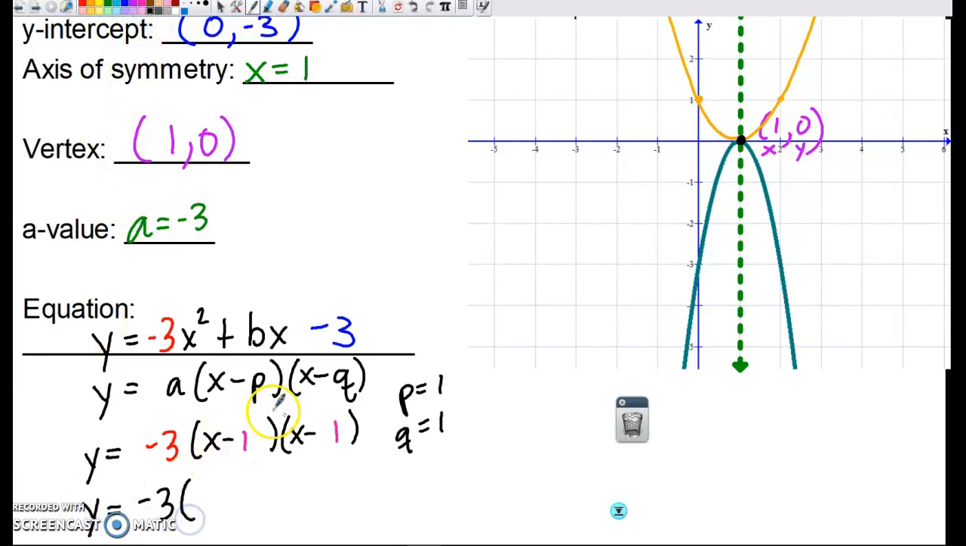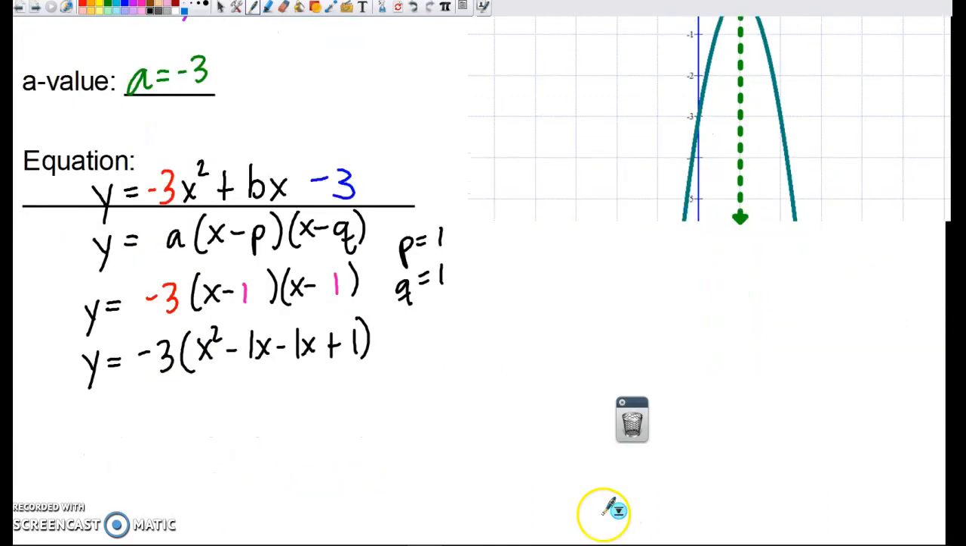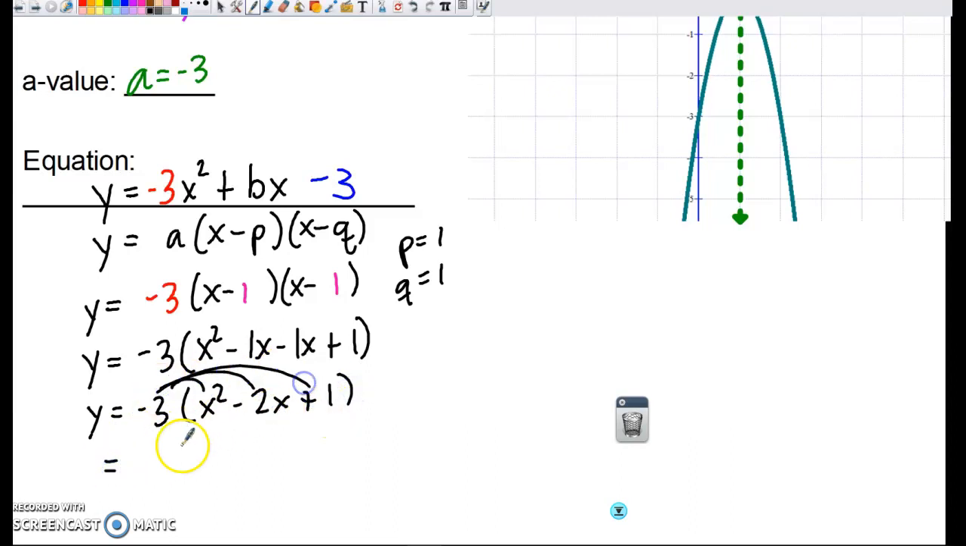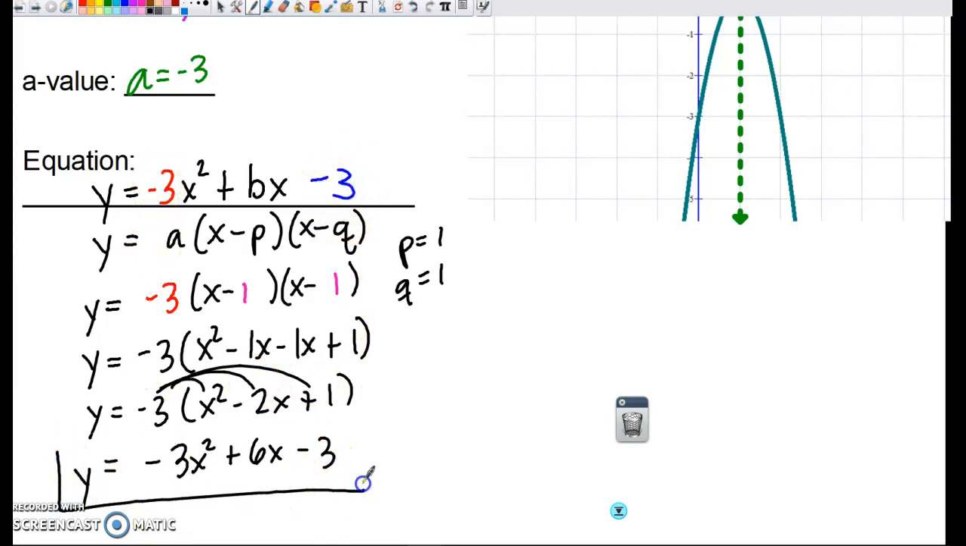Negative 3, and I'm going to use FOIL. First times first, x squared. Outer times outer, negative 1x. Inner times inner, negative 1x again. Negative 1 times negative 1, positive 1. Combine the like terms in the middle. y equals negative 3 times x squared minus 2x plus 1. I'm going to distribute out the negative 3 to all three terms. I have negative 3x squared plus 6x minus 3. And look, I have the minus 3 where it's supposed to be. That's going to be my equation right there. Okay, excellent.